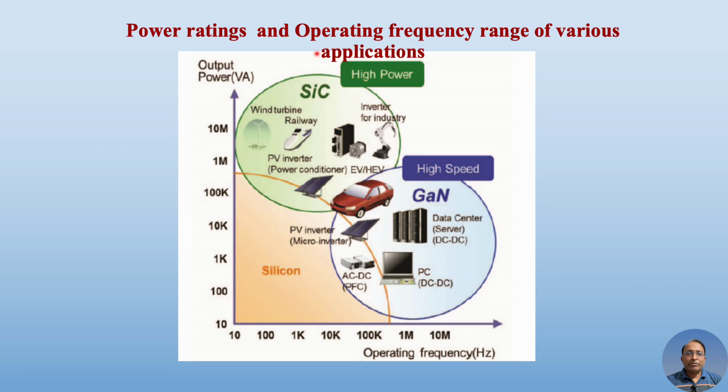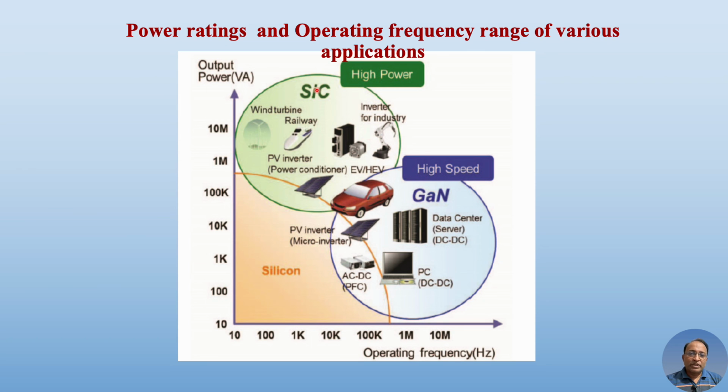The diagram shows various types of applications where power electronic devices are used. Observe the low frequency applications where silicon carbide semiconductor can be used. They are listed here: mainly wind turbine or railway traction supplied to the electric locomotives, right? And similarly the PV inverter used for the power conditioning units, and the inverters which are used in industry for carrying heavy loads, cranes, and heavy lifting.